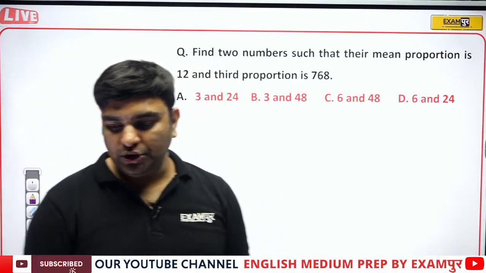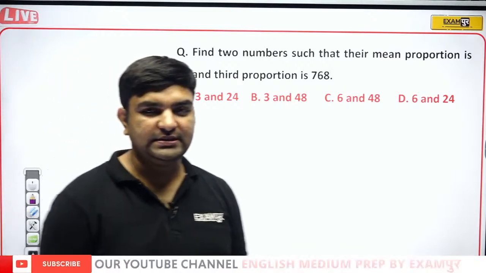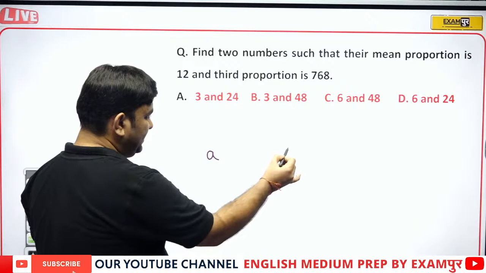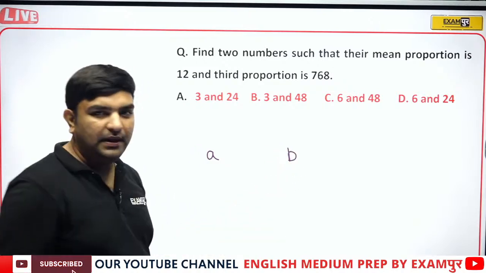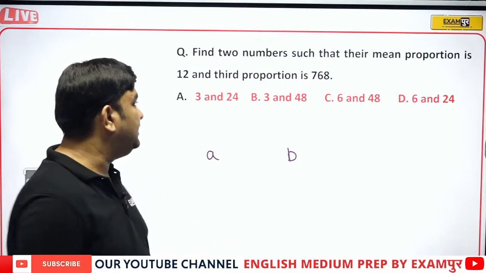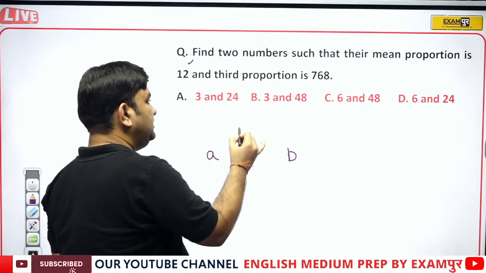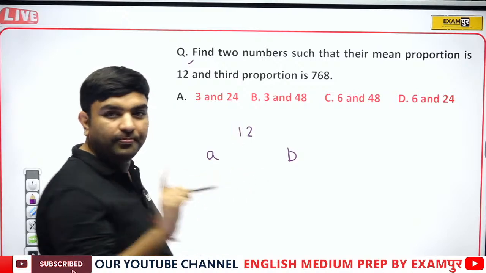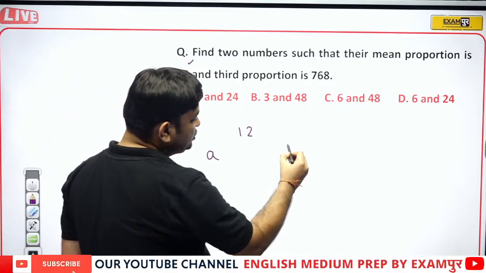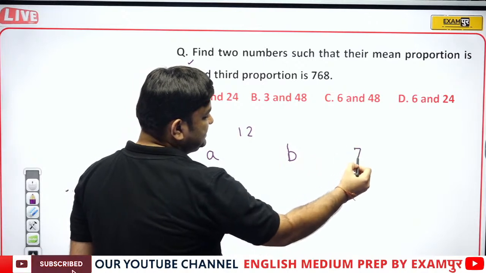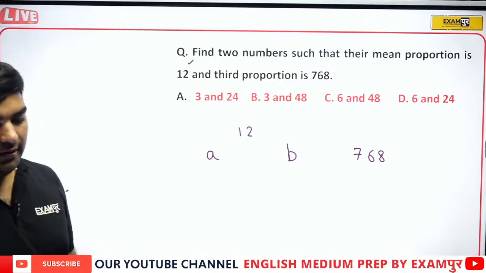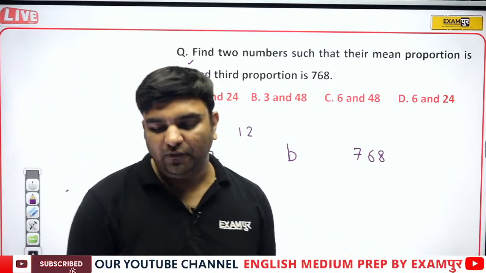Their mean proportion is 12 and the third proportion is 768. You will say, sir, let the numbers be A and B. If their mean proportion is 12, it means 12 is inside. And their third proportional is 768. This is the diagram, this is the condition that you need to make.